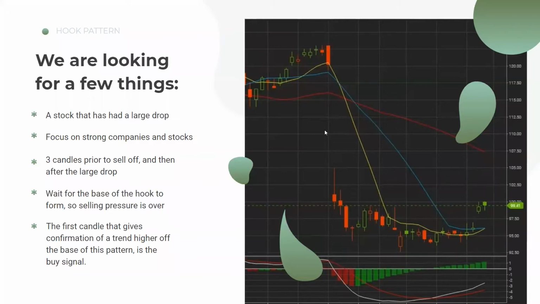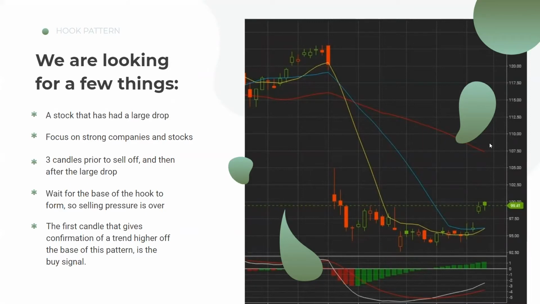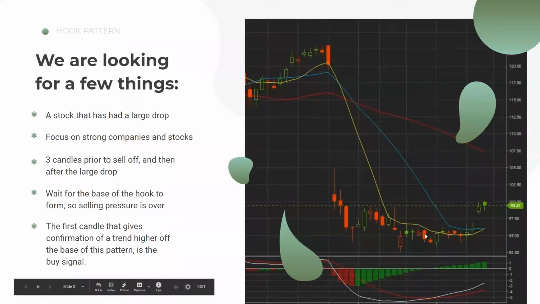So we have 3 segments of the hook pattern: the shaft, the base support, and then the hook forming. Those are the 3 things you're looking for with the hook pattern. Wait for the base of the hook to form, so selling pressure is over. Once you see that base form, you're looking for that first candle above the 10 and 20 SMA. Your stop on this is going to be that base support, either 95 or 92.50, whatever you want to pick there.